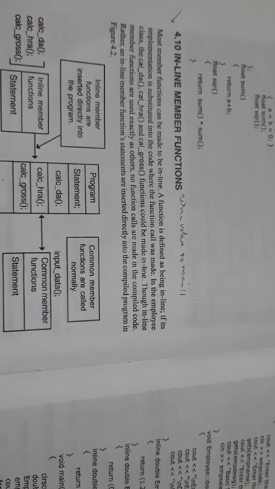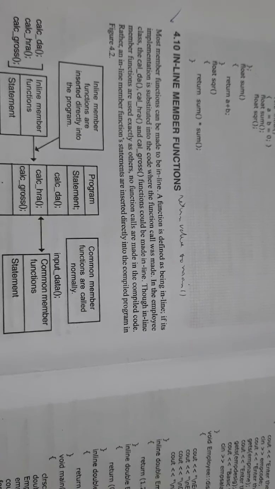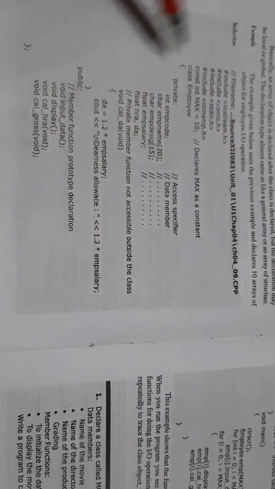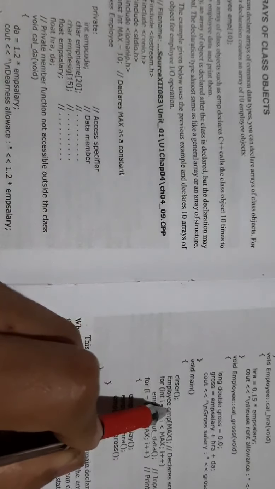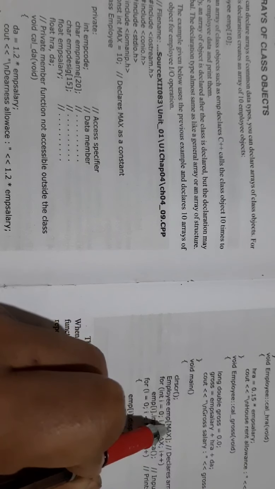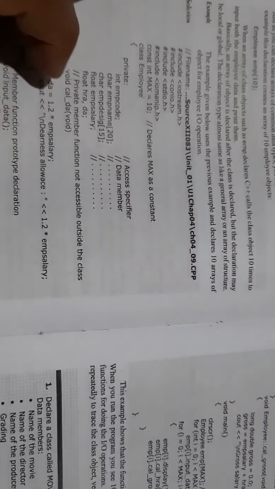Morning students. So today I'll continue with the inline member function. Yesterday I discussed arrays of class objects. I discussed this program, and here you learned how an object can also be declared as an array, right? So you saw that the object name is created as an array. We saw a huge advantage regarding that program, right?